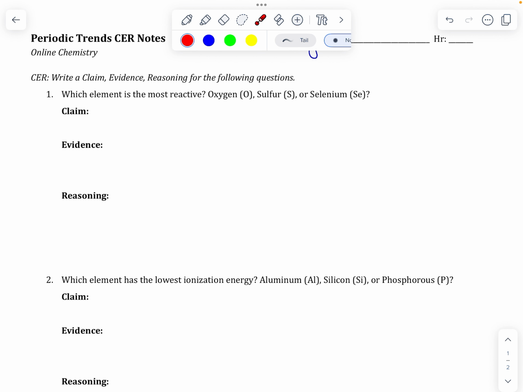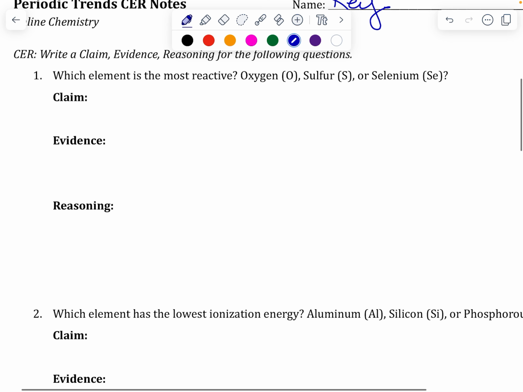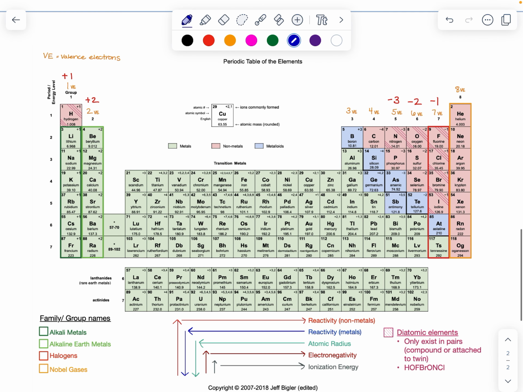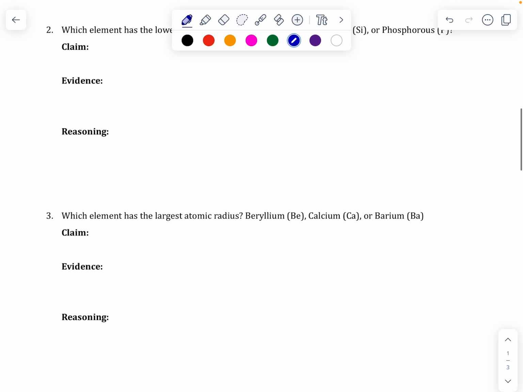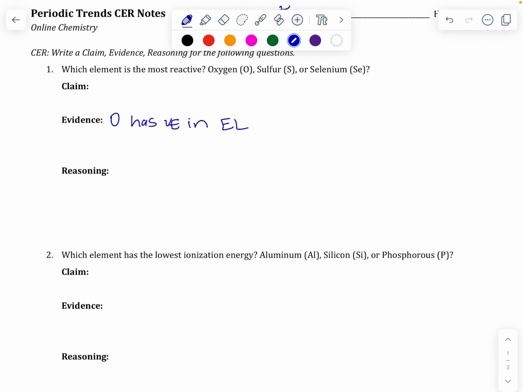Which element is the most reactive? Oxygen, sulfur, or selenium? So when I'm looking at these, the evidence I need is information from my periodic table on structure. So oxygen has valence electrons in energy level. Feel free to abbreviate like I do. When we look at these, oxygen is here. Energy level is the row that it's in, so energy level 2. So oxygen has valence electrons in energy level 2.